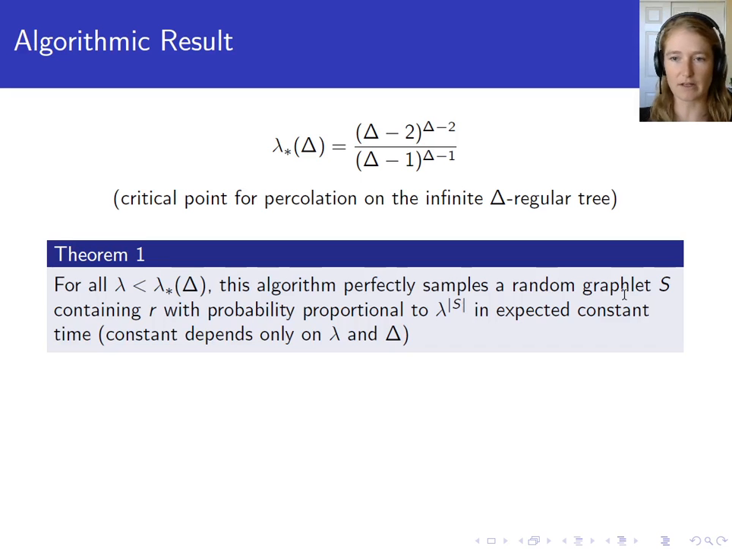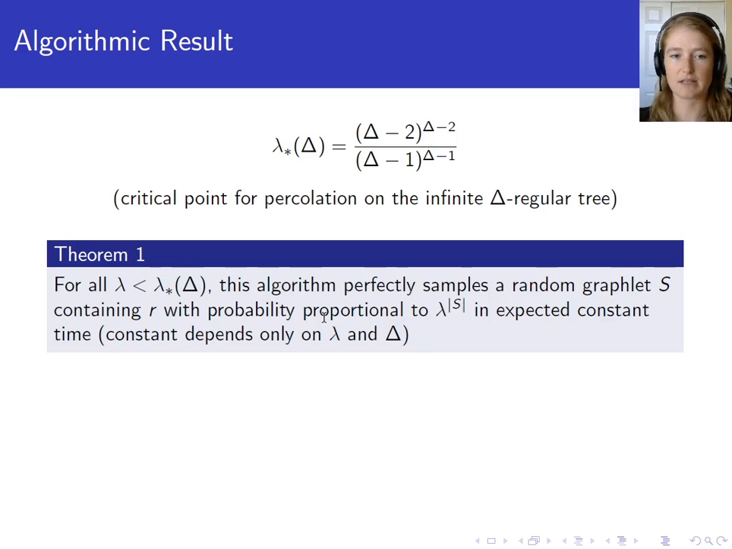It samples a random graphlet. Remember, a graphlet is just a connected induced subgraph containing the root vertex R, with probability proportional to what we wanted, lambda to the number of vertices in S, and in expected constant time. And the constant in this expectation depends only on lambda and on delta. It does not depend on n, the number of vertices in the graph. This is because our process terminates much more quickly. It terminates so fast that it does not even explore the rest of the graph. It really just explores a small neighborhood around the vertex R.